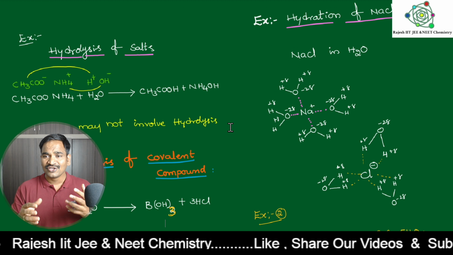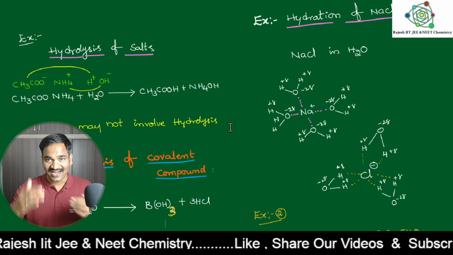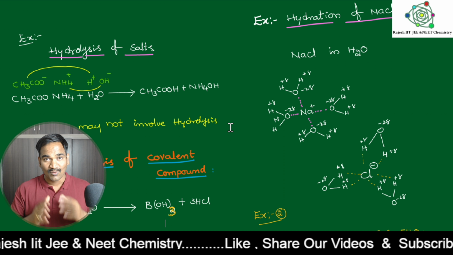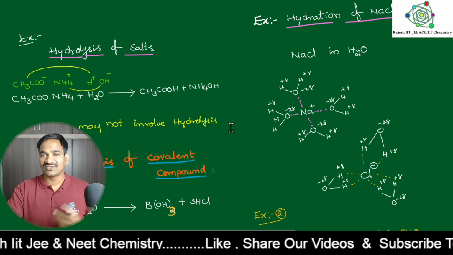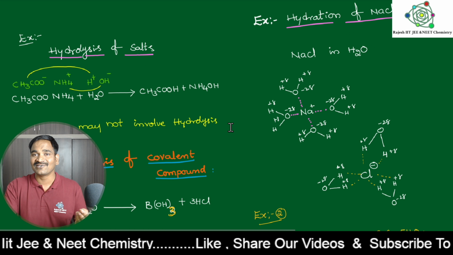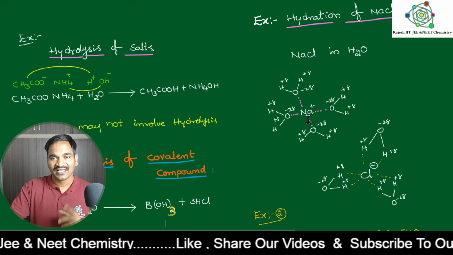In the same manner, you see water is a dipole and Na+ is an ion. Ion-dipole interactions exist. Water did not dissociate. Whereas coming to the Cl- negative charge, it is surrounded by what? Positively charged hydrogens. That is one example.